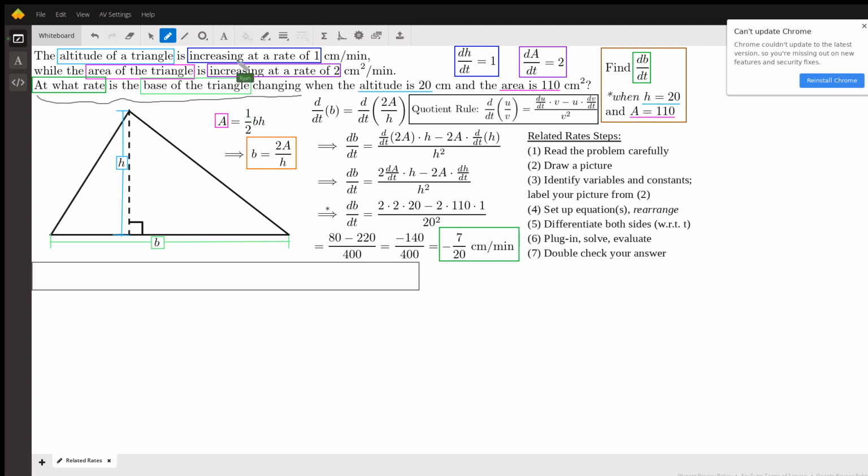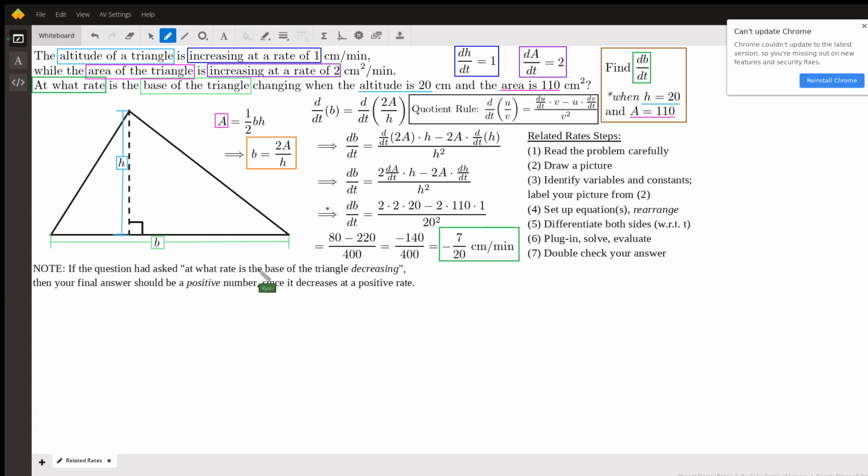And finally, step 7, double check your answer. This question was asking for the rate of change of the base, so db/dt. And since it's a negative number, this signifies that the base is decreasing. Just as a note, a common mistake I see is with the wording of the question. If it instead asked for the rate at which the base is decreasing, we would give a positive number since it would be decreasing at a positive rate. But since it just says changing, our answer is negative 7 over 20.